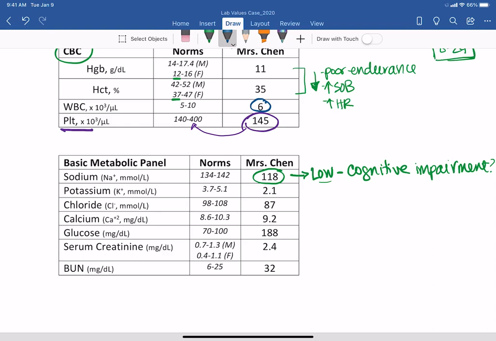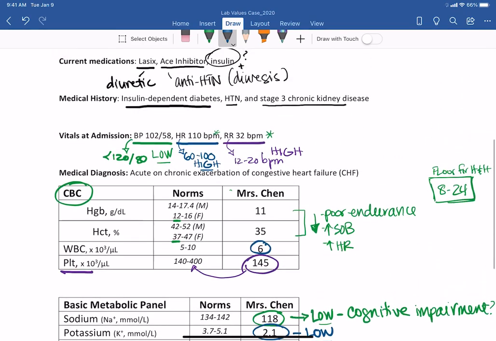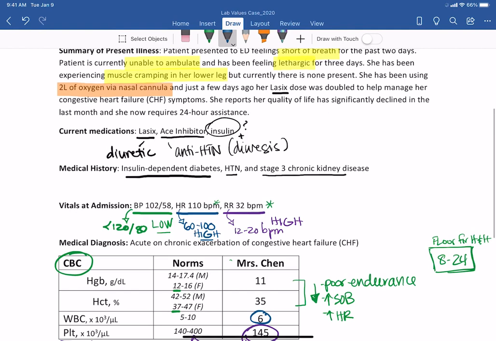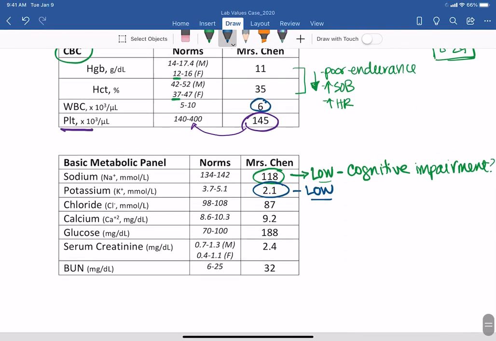All right, potassium, 2.1, quite low. And this really ties back into the meds. If we scroll back up here, she's on that big diuretic. When your patients are on diuretics, they can often lose potassium. It's a common side effect. And we see that here, that her potassium is low, and that actually fits with one of the drugs that she is on.